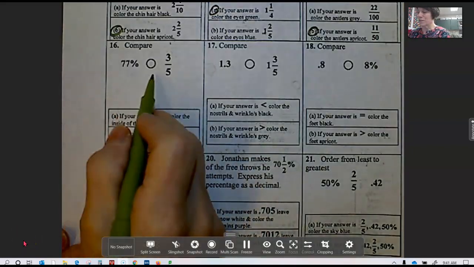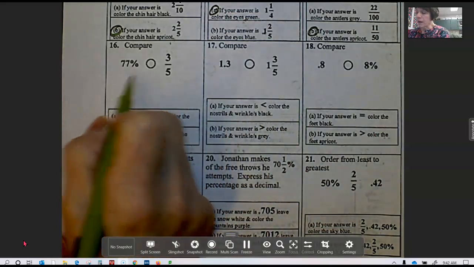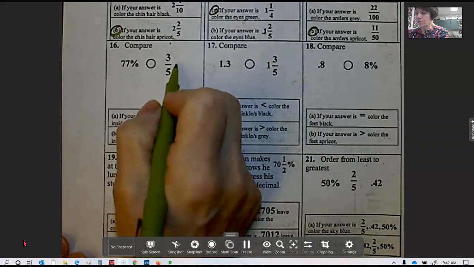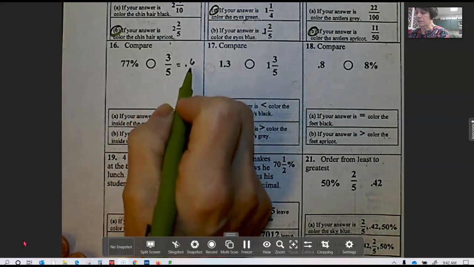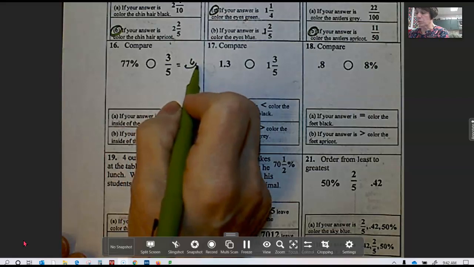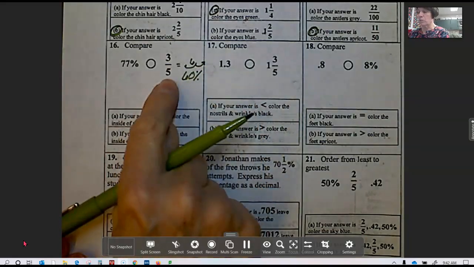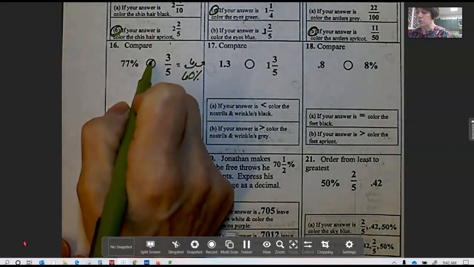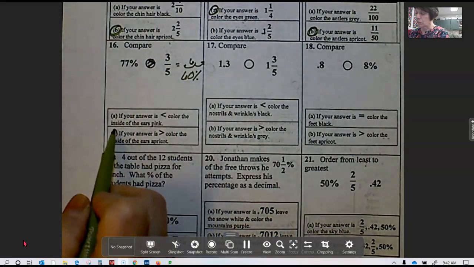Okay, I want to compare 77% and 3/5 to see which one is larger. I'm going to take my 3/5, and we have already discovered that that's 0.6, and 0.6 as a percent means we move this decimal point 2 places to the right, so this is 60%, also one that we should have had memorized. And so 77%, sorry, I made my wrong symbol there, is greater than 60%, so we want B here.